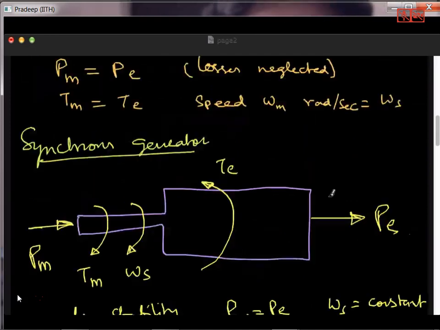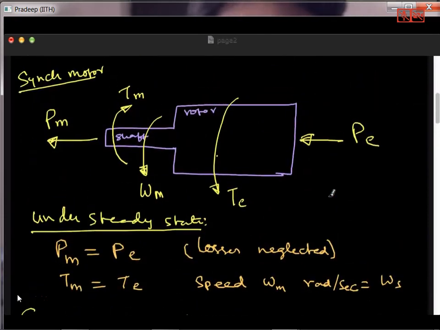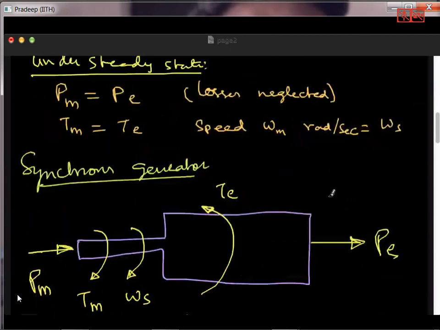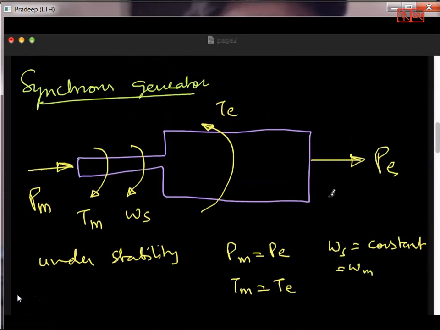Okay. So any doubts so far here? Whatever I have discussed so far, nothing new. I have explained the working principle of a synchronous motor and the working principle of a synchronous generator. So I would like to give you a couple of minutes. If you have any doubts so far, please ask. I'll just wait for a couple of minutes.